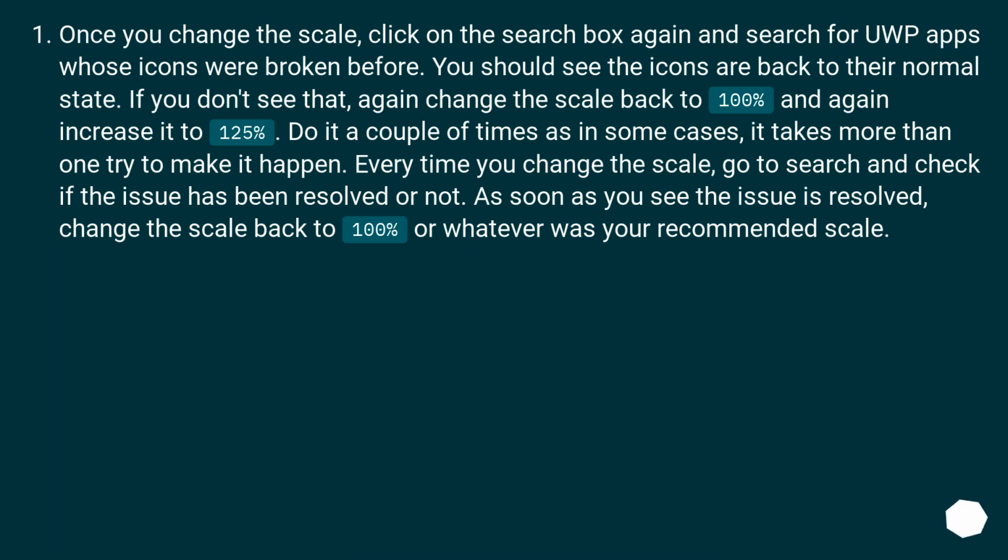Once you change the scale, click on the search box again and search for UWP apps whose icons were broken before. You should see the icons are back to their normal state. If you don't see that, again change the scale back to 100% and again increase it to 125%. Do it a couple of times, as in some cases it takes more than one try to make it happen. Every time you change the scale, go to search and check if the issue has been resolved or not. As soon as you see the issue is resolved, change the scale back to 100% or whatever was your recommended scale.